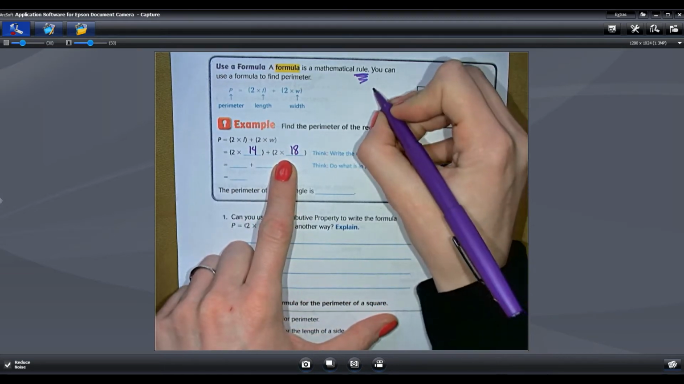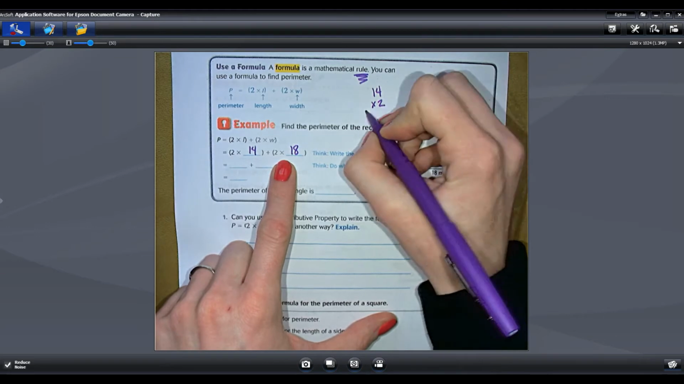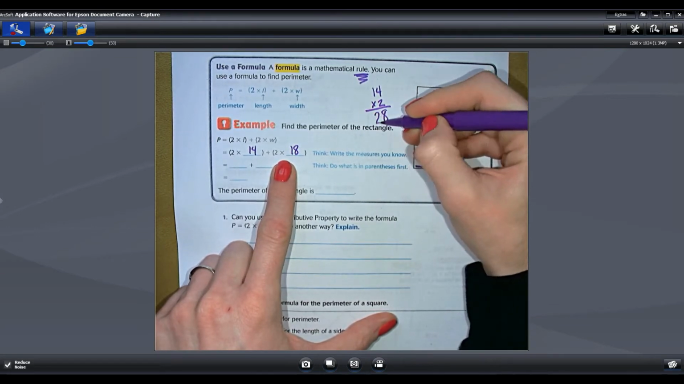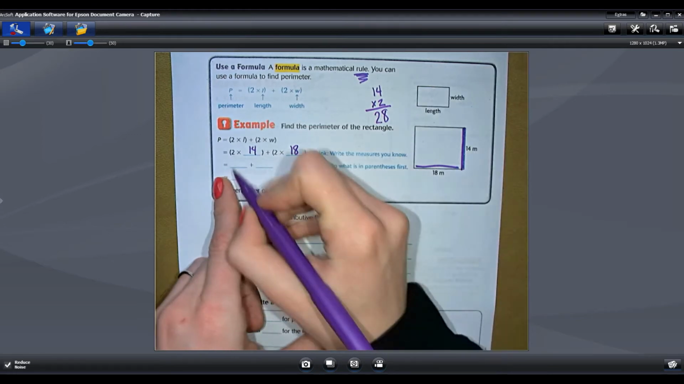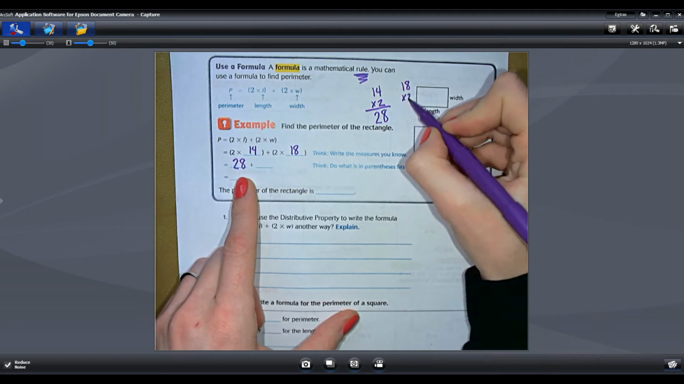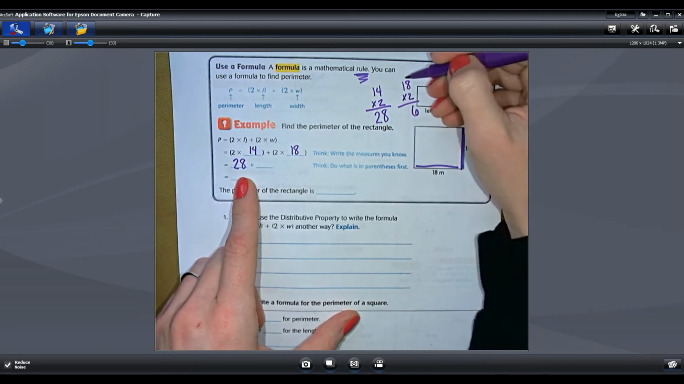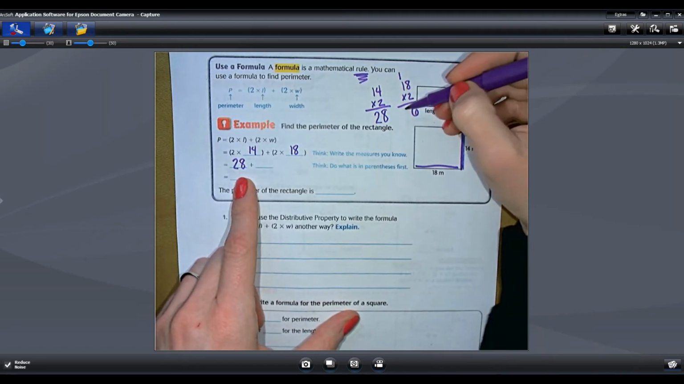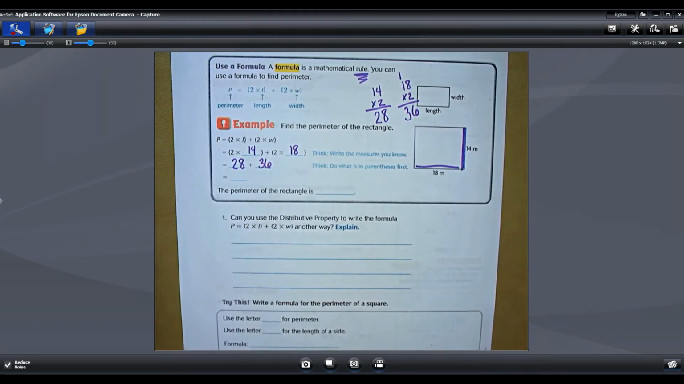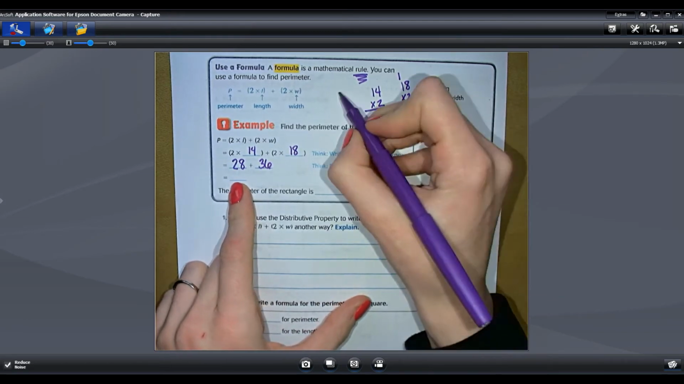I'm just going to put one up here. 14 times 2. 4 times 2 is 8. 2 times 1 is 2. Okay, and that answer is going to go down here. 28. And 18 times 2. 8 times 2 is 16. That'll be 36. Okay, now I still have to add those two numbers together. 28 plus 36.